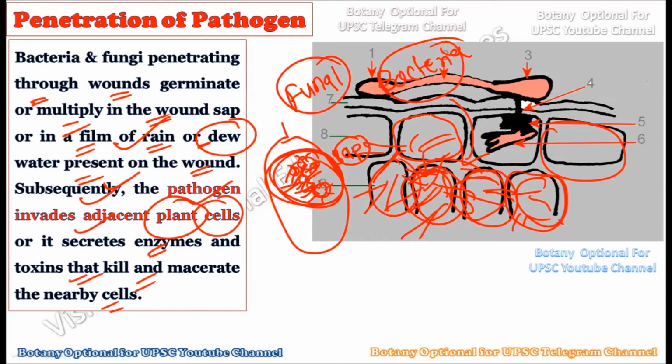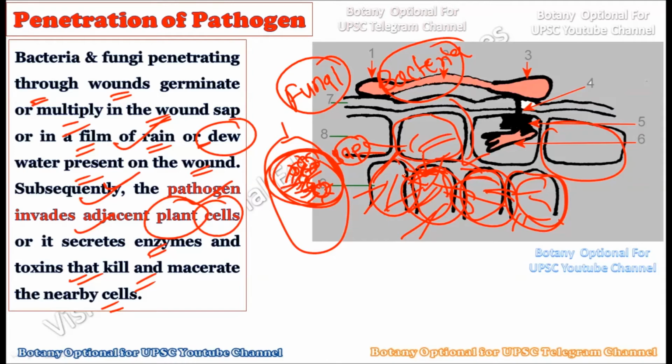Maybe rainwater is there, dew water is there. This will all facilitate the development of the bacteria and the fungi. Once they are inside the cell, they can consume the wound sap, and after consuming that particular cell, they can infect the other healthy cells as well by producing different types of toxins, and in the process they will kill all the cells.